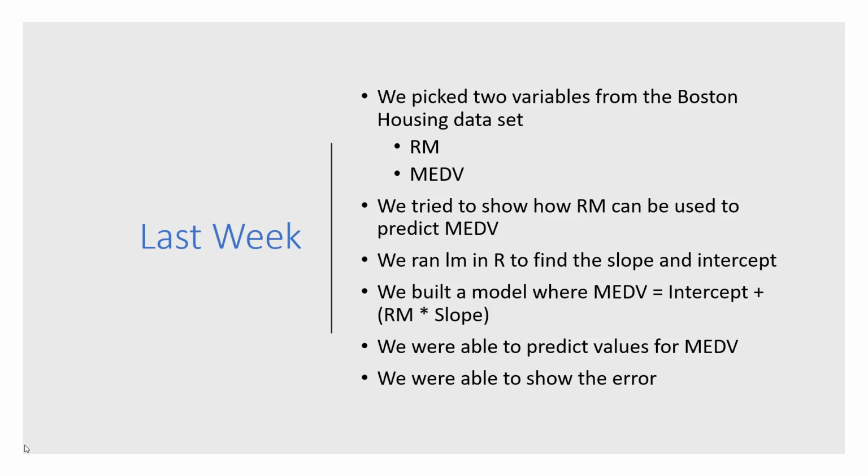So we ran linear modeling in R to find the slope and the intercept. The slope, of course, is going to show the amount of change, and the intercept is going to be where we cross the vertical axis. Once we have those values, we built a model where the median value was equal to the intercept plus the average number of rooms times the slope, and we were able to predict the values for the median value. We were also able to show the error.